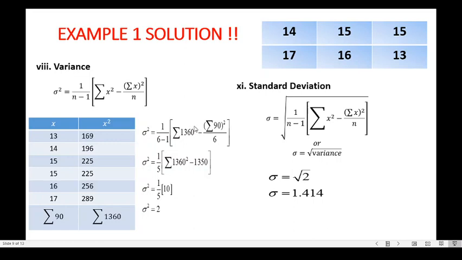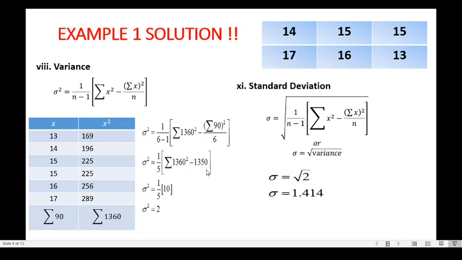Please ignore this one, this is an error here. Minus the sum of 90, powered by 2 in bracket, and then you divide by 6. Alright, we already put it here. Followed by the next step, solve those in the bracket first. 90 powered by 2, divided by 6, you will get 1350.